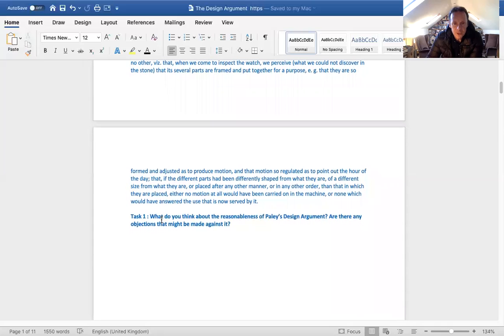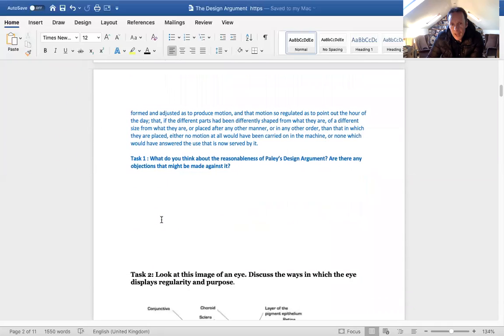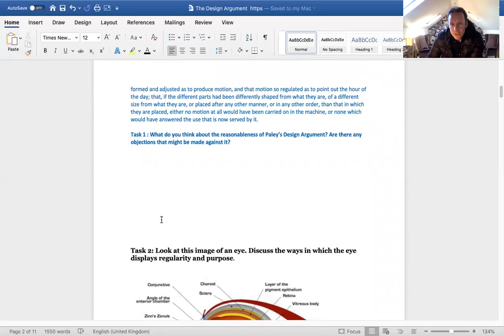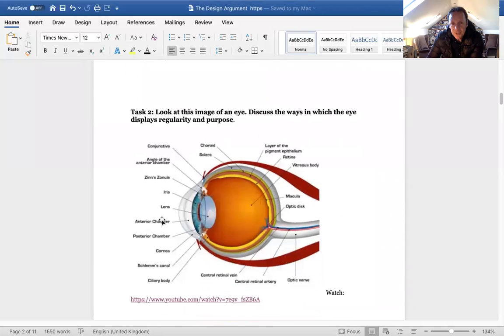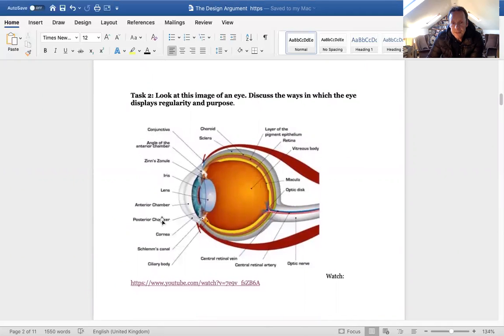So the first task is, what do you think about the reasonableness of his argument? And can you think of any objections to it? Now, the second task is to look at the eye and discuss ways in which it might be seen to evidence Paley's theory, that it displays regularity and purpose.